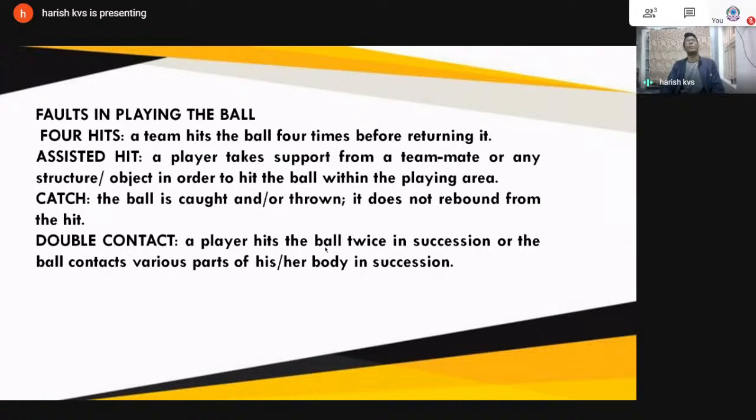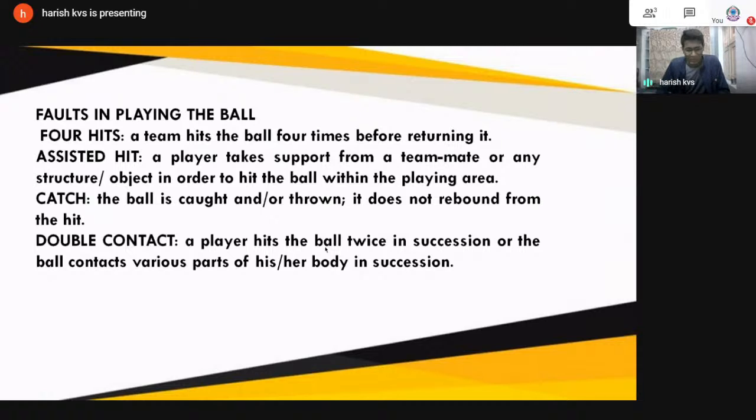The moment a ball is coming to one side of the court and the team makes the ball return to the opponent's court within three passes, either by one pass, two passes, or within three passes, it should be called a legal pass. If a player takes support from a teammate or any structure or object in order to hit the ball within the playing area, this shall also be called a foul.